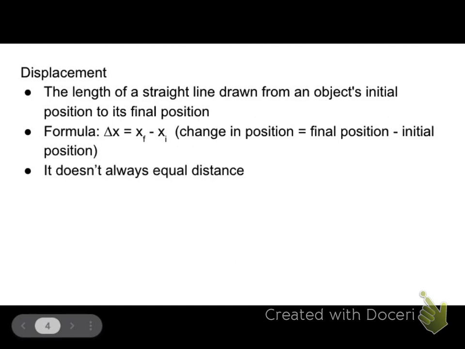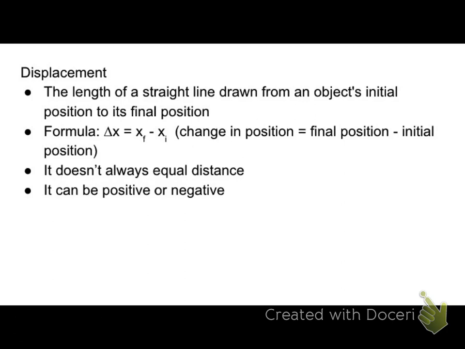So, displacement does not always equal distance. And your displacement can be either positive or negative. When I walked all the way around the classroom before and I ended where I started, my displacement was 0, but my distance would have been the sum of the lengths of all of the paths that I traveled. So if you go forward and then come back some, your distance and your displacement are not going to match up. They're not always the same.